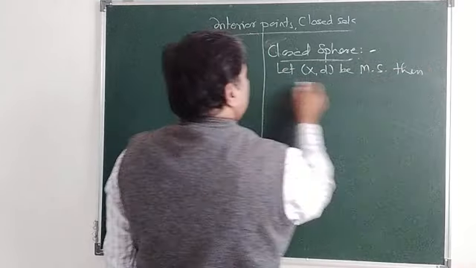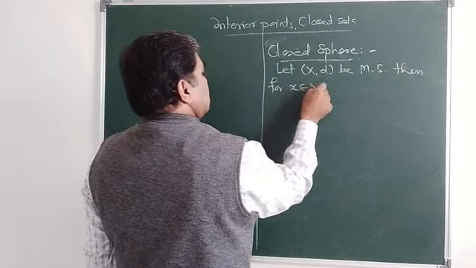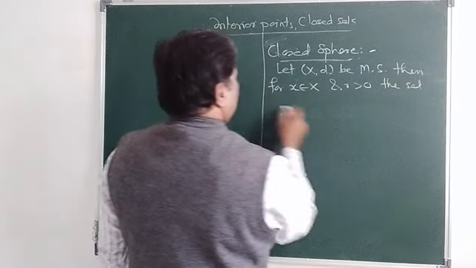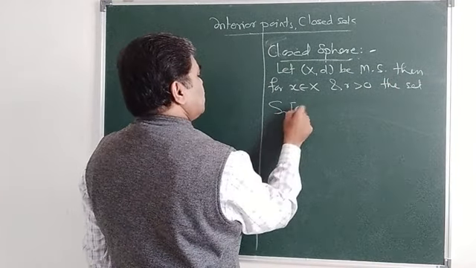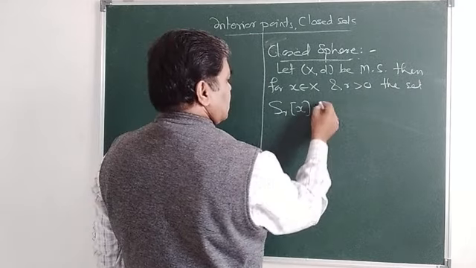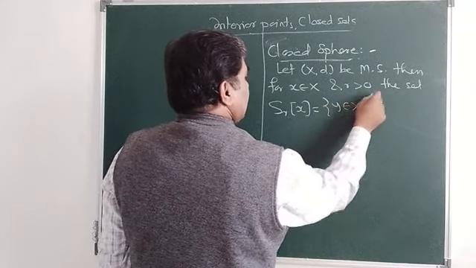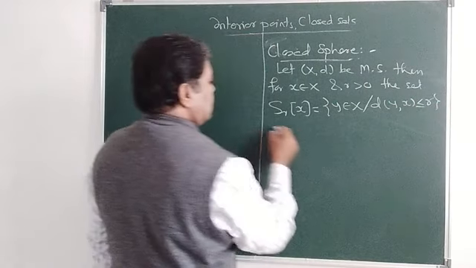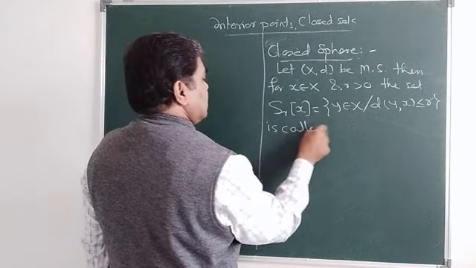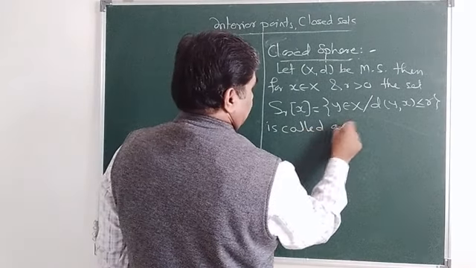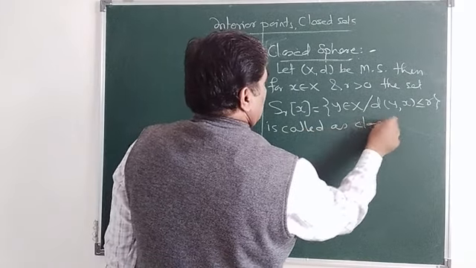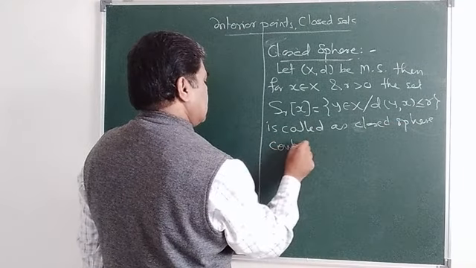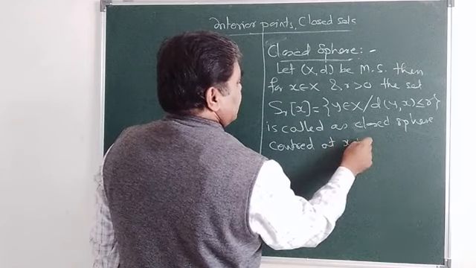Then for x belongs to X and r greater than 0, the set S_r[x] is the set of y belongs to X such that d(y, x) less than or equal to r, is called the closed sphere centered at x with radius r.